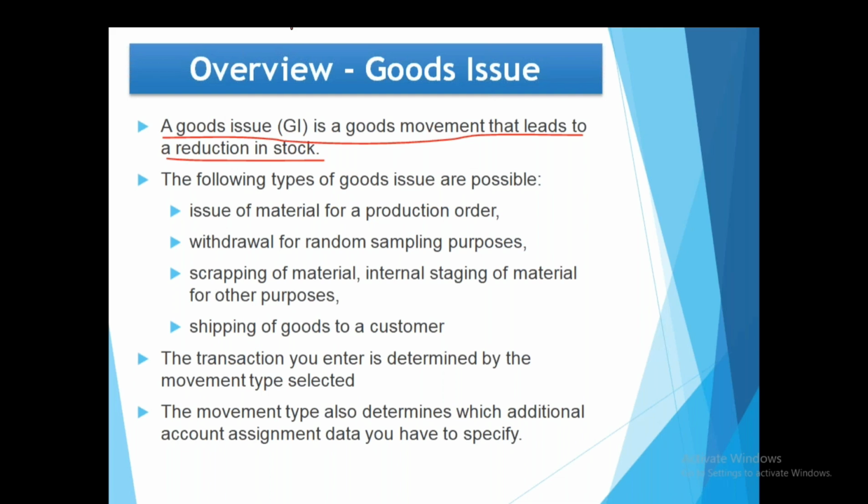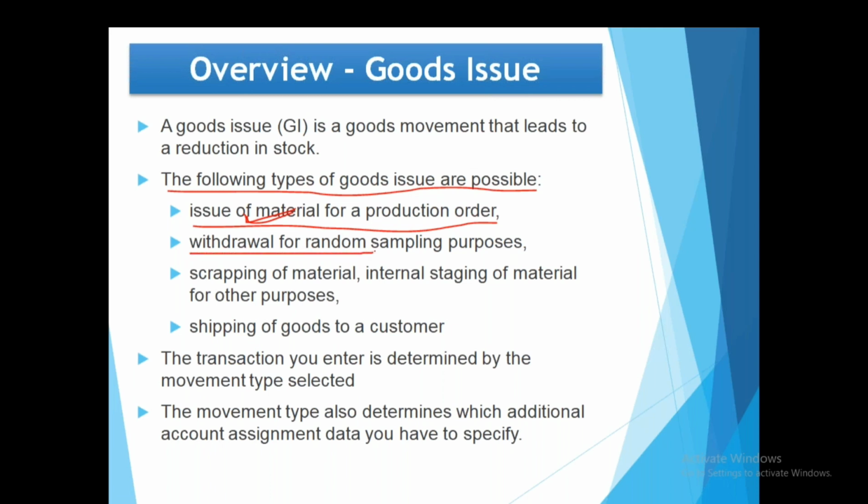So a goods issue is a goods movement that leads to a reduction in stock. Here we are issuing the stocks, and that will lead to a reduction in the stock. The following types of goods issue are possible, like issue of a material for a production order. The production department needs some material, so for that you will issue some material. That is called issue.